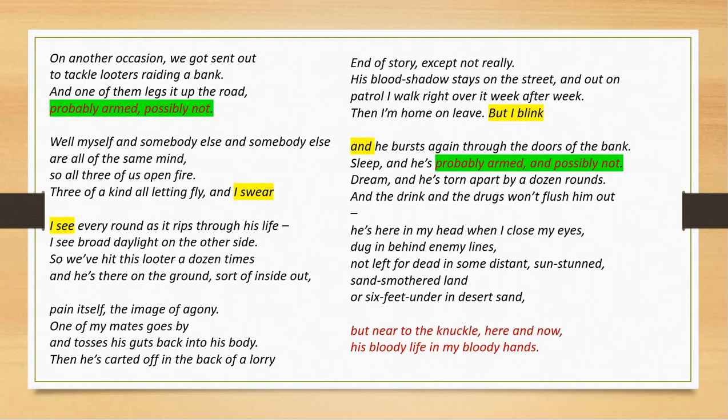Not left for dead in some distant sun-stunned, sand-smothered land, or six feet under in desert sand, but near to the knuckle, here and now, is bloody life in my bloody hands.